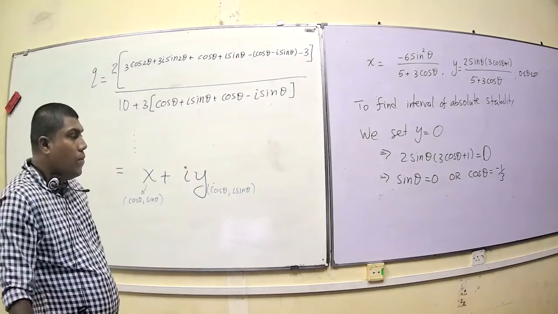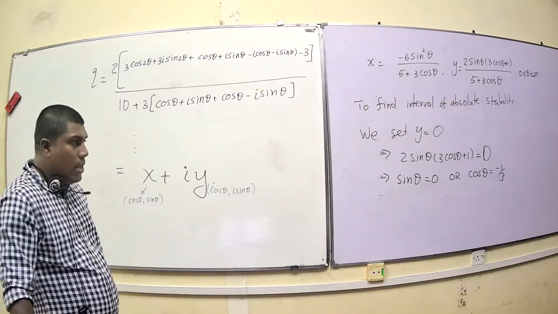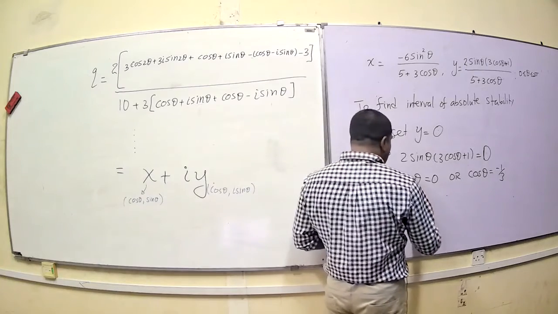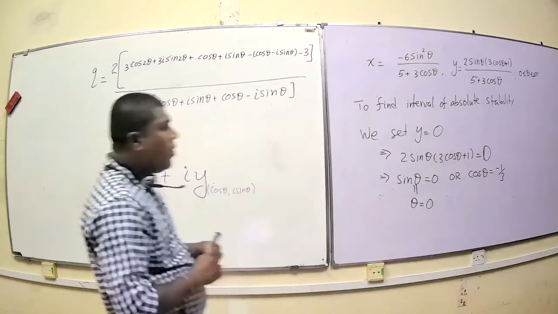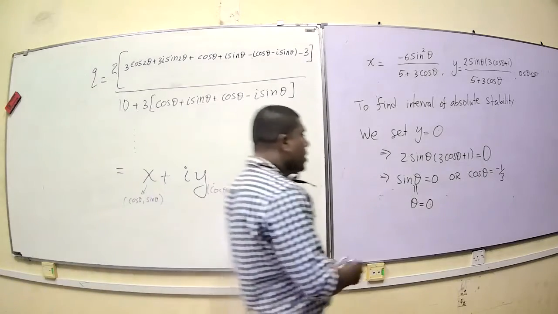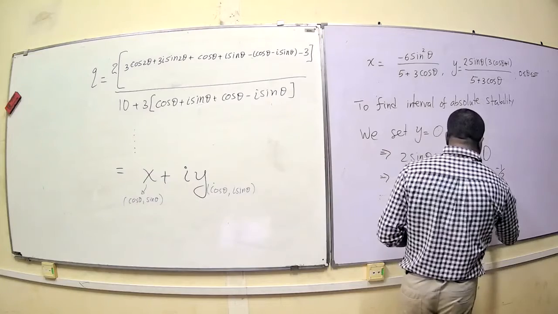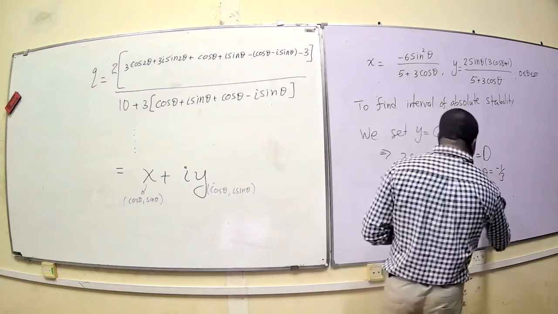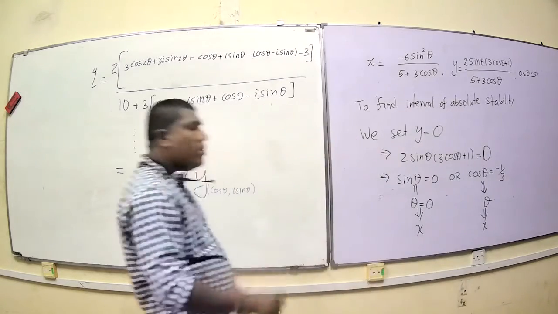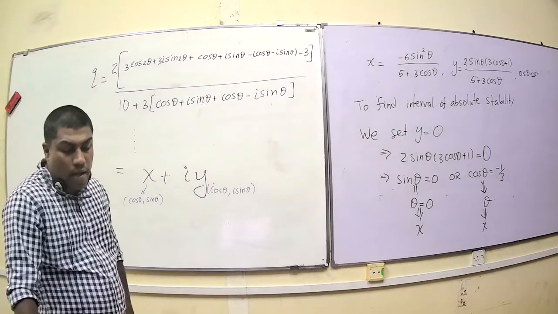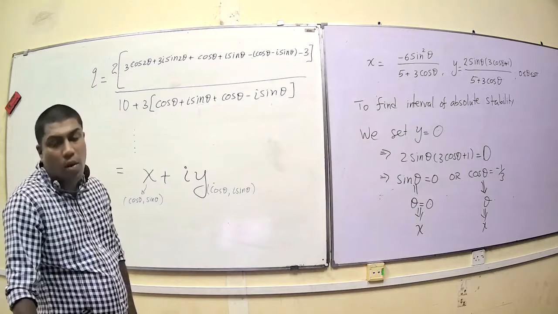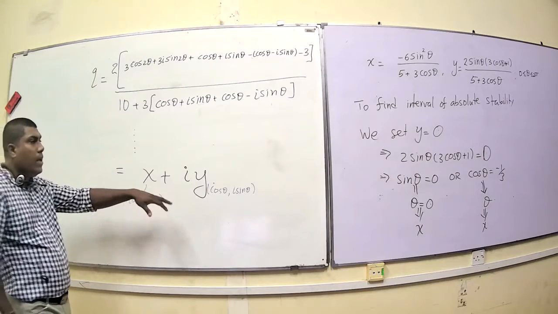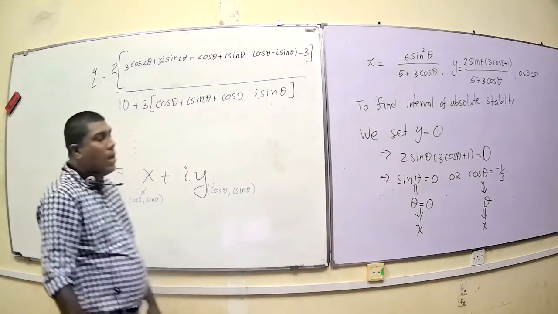For these two, sine theta and cosine theta, there are two values, right? From this you will get theta is equal to 0, and from this you get theta is equal to cosine inverse, so you will get another theta. For this theta you can find the value for x, and for the other you can find the value for x. So you will have two values, and those two values will give you the interval of absolute stability. So this is how you see the region of absolute stability as well as the interval of absolute stability.